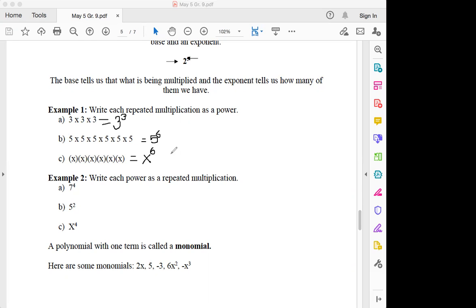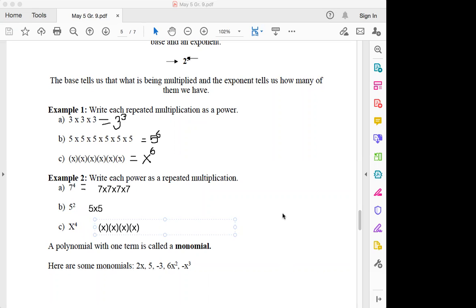Okay. Now we're going to do the opposite. So 7 to the power of 4, they want you to do it as a repeated multiplication. So I'm going to type this one out. 7 is the number that's being multiplied, and it's being multiplied 4 times. So 2, 3, 4. Okay. This one would simply be 5 times 5. And this one would be 1, 2, 3, 4 times.